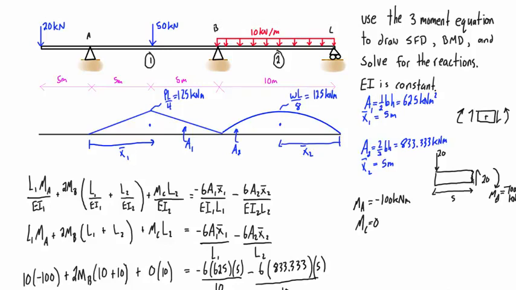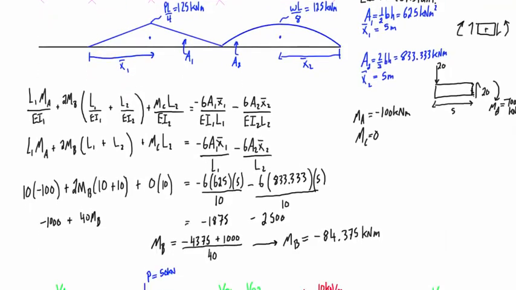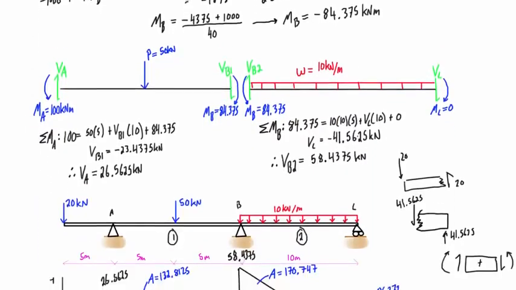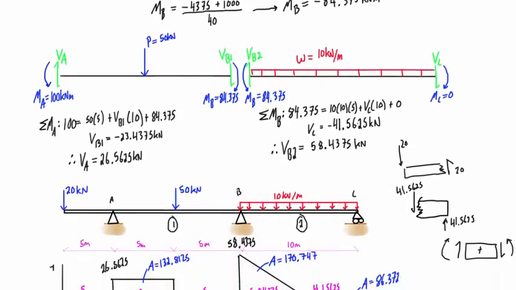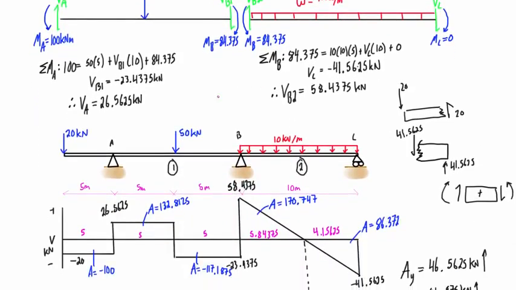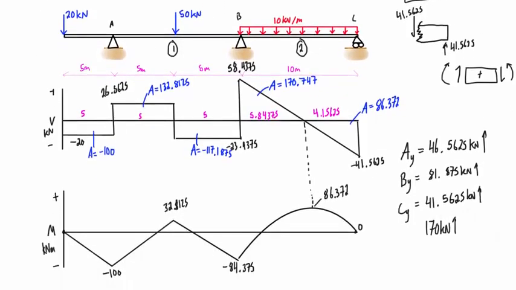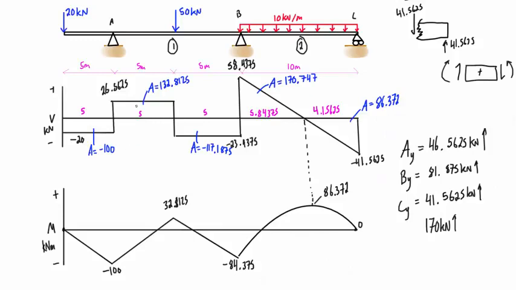So what we did is we used the steps of the 3-moment equation, and we found the internal moments, and then we used those to find the internal shears at each end of the spans, basically doing free body diagrams of each span, virtually isolated from its reactions, and then we used all that information to plot a shear force diagram, and from the shear force diagram we made our bending moment diagram.